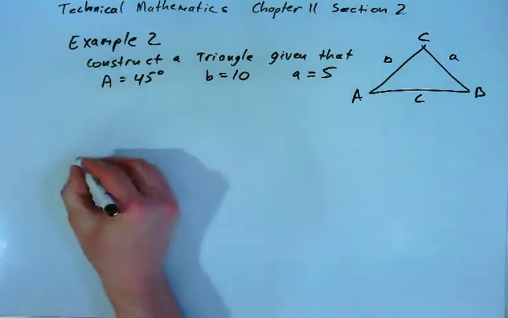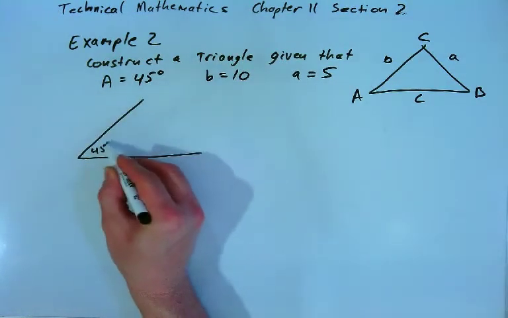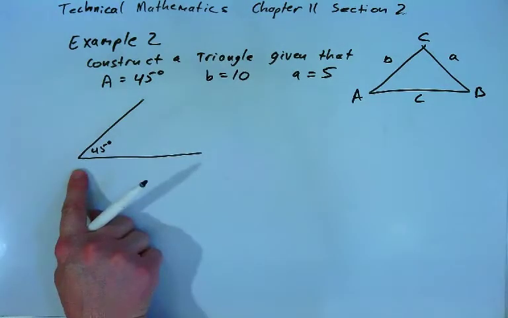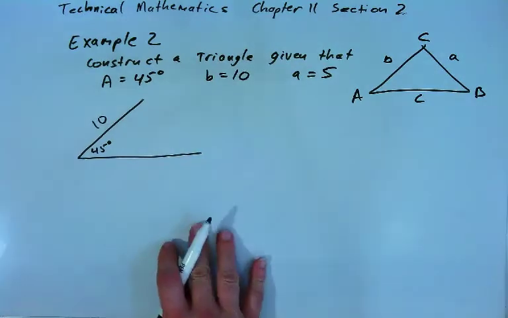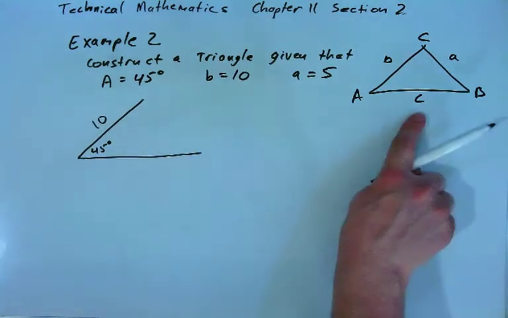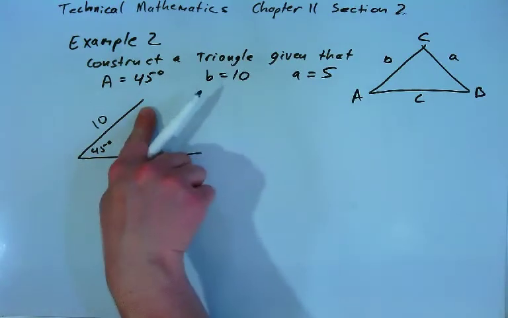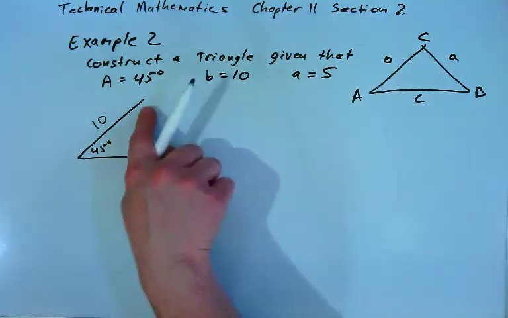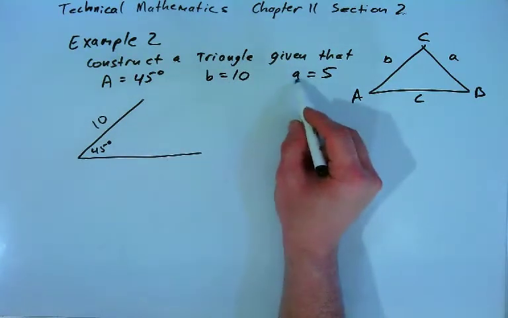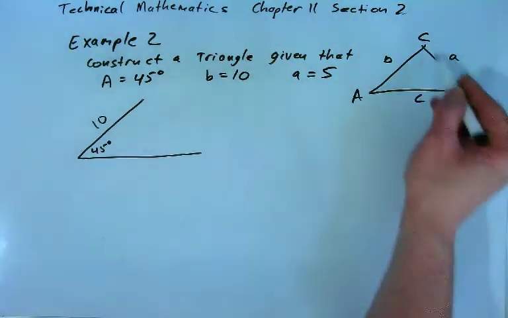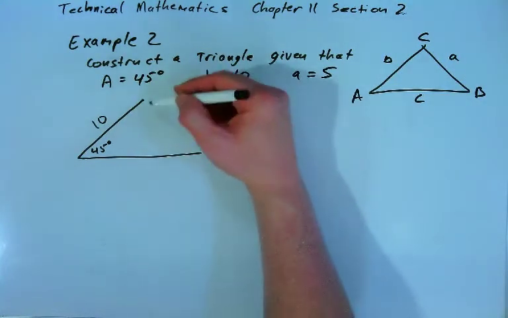And so we'll start with angle A. We know that angle A is 45 degrees. So angle A is 45 degrees. The length of side B we know is 10. And we don't know the length of side C, right? So it could be as long or as short as necessary. And we don't know the angle of C. It could be as small or as big as necessary. What we do know, though, is that side A is 5. So the side that comes from this point is 5 long.